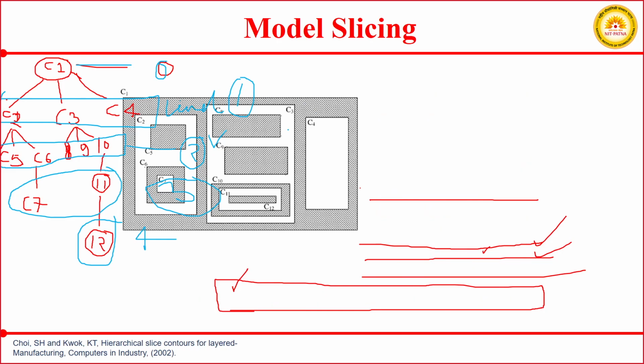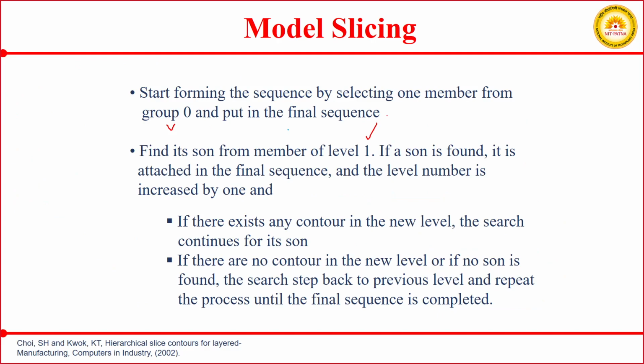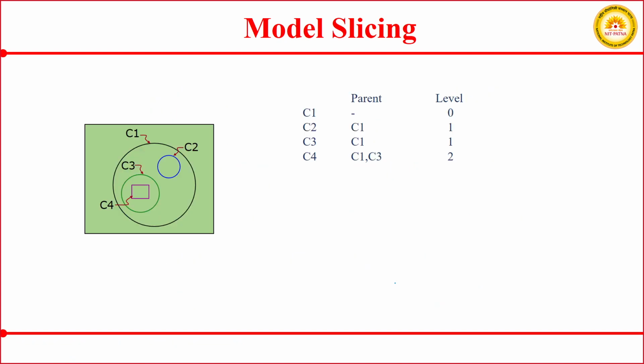And let me solve it again. Yes, let me read it again. If there exists any contour in the new level, the search continues for its son. If there are no contours in the new level, or if no son is found, the search steps back to the previous level and repeats the process until the final sequence is completed.